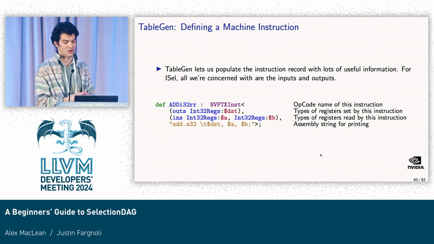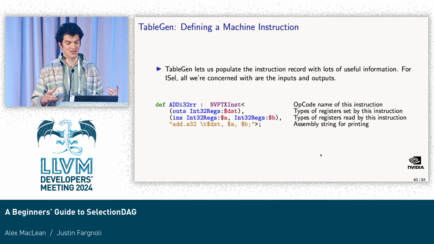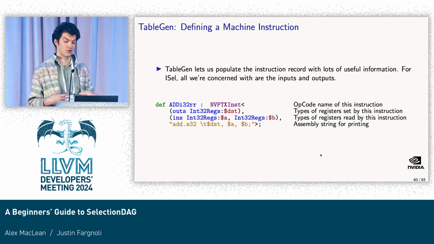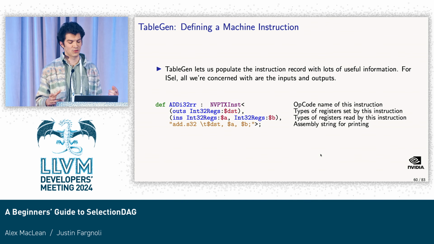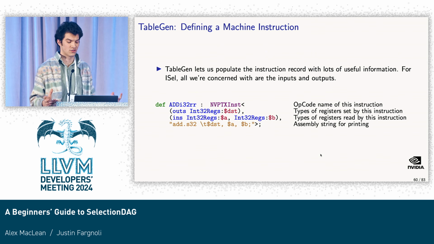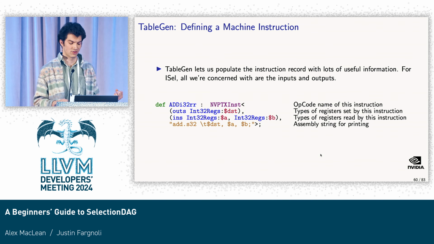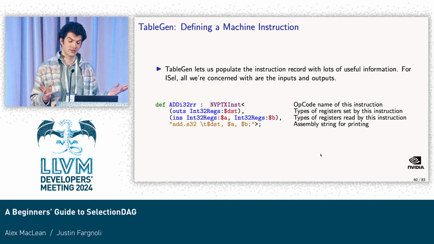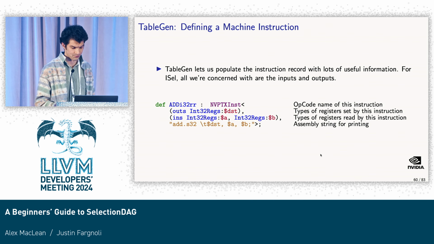The next thing that we care about is the outs, and that is a definition of what's going to be produced by our node. The last thing that we're interested in is the ins, and this is just a definition of the inputs that this instruction takes. You can see here there's also an assembly string, which will be used by the assembly printer, but for SelectionDAG, we don't care what that is.